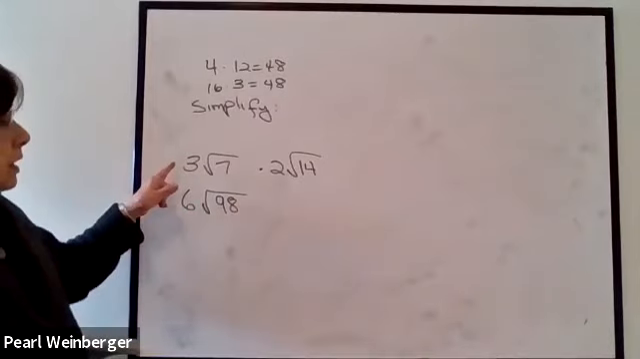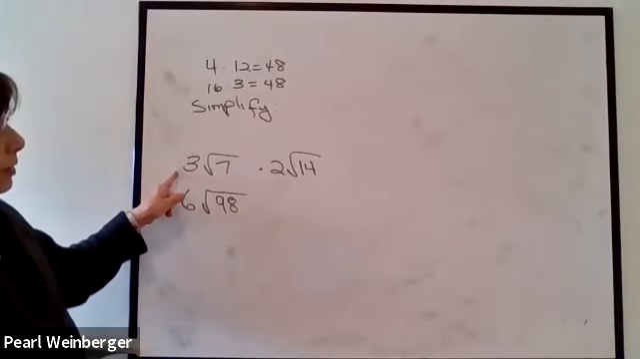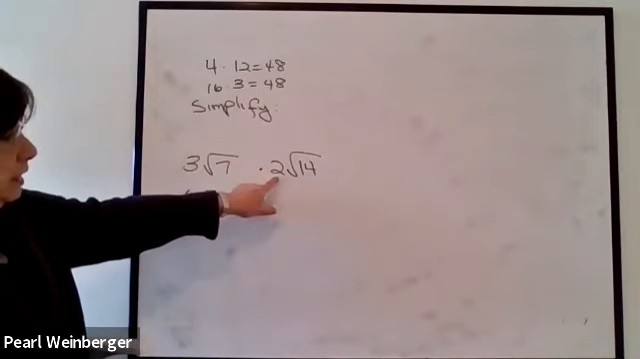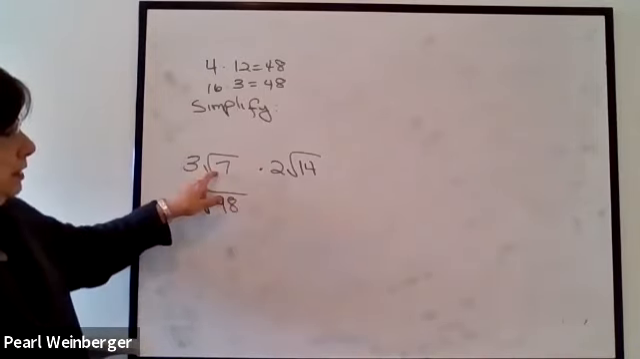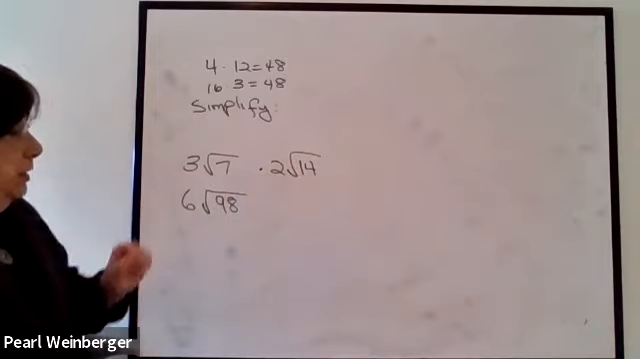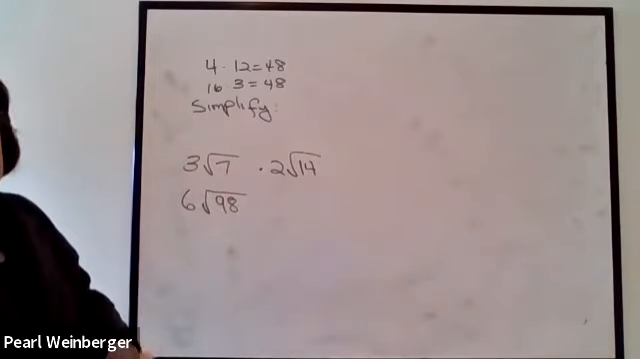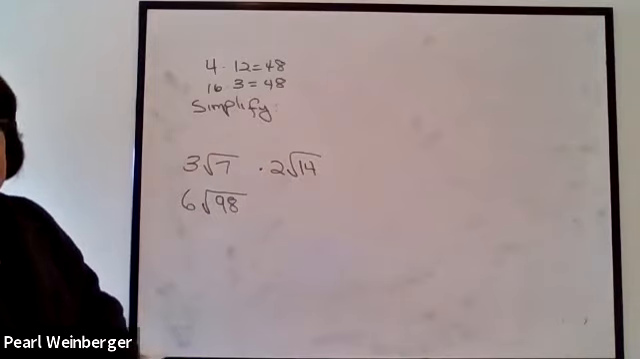Never multiply a number outside a radical with a number that's inside radicals. Outside numbers can get multiplied together. Inside numbers can be multiplied together. Of course, after you've done that, you should try and simplify your radical.